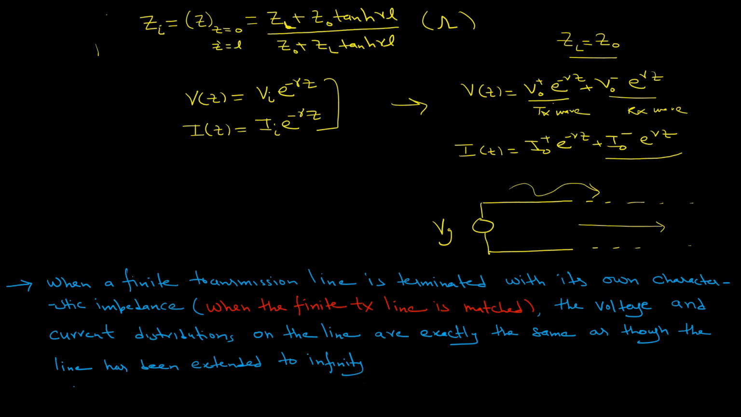So you can say that a transmission line which has been terminated with its own characteristic impedance will behave as an infinite transmission line. This is a very important concept. This is a very important special case.